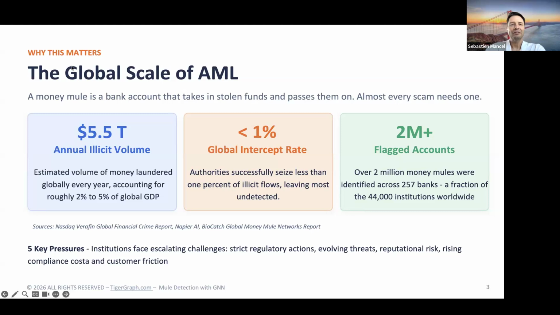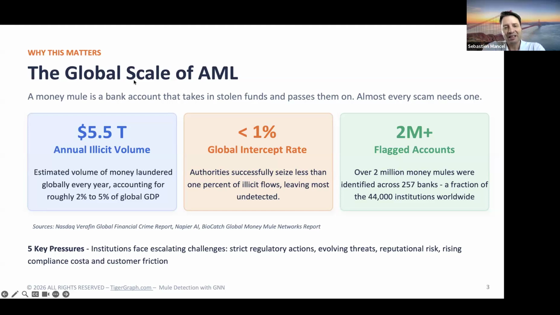A mule account receives stolen funds and quickly passes them on, often through transfers, withdrawals, crypto exchanges, or additional accounts. Almost every scam needs this step because criminals need a way to move money out of the victim's account and into a network they control.